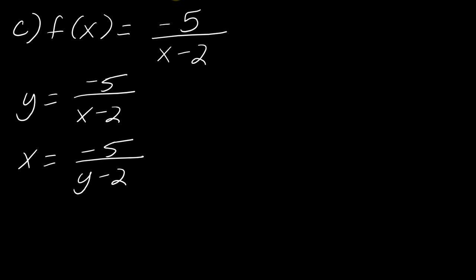Okay, so in this case, I need to get the y by itself, but I have this fraction. So in general, when you have a fraction, what we want to do is to get rid of the fraction, we just multiply by the denominator. So you have to do it on both sides to maintain equality.